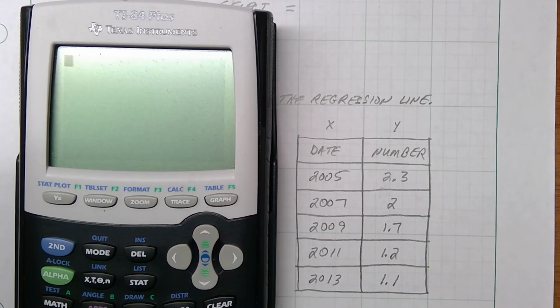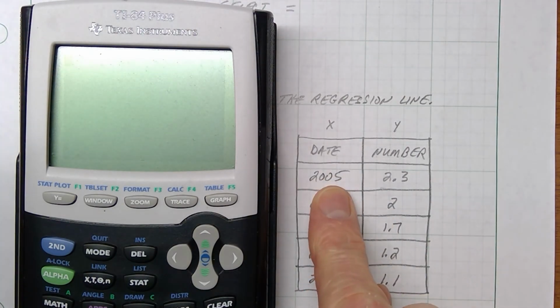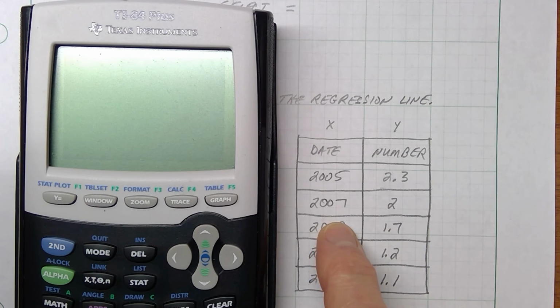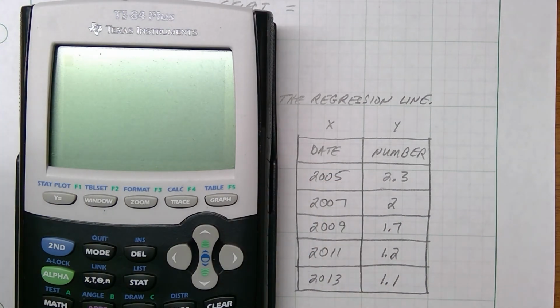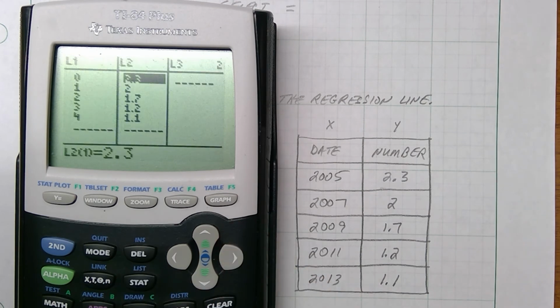All right, hopefully you paused the video and worked this one out. Again, I'm not going to use the years. I'm going to call this year 0, and then the rest of them are how many years it has been since 2005. So this will be a 2, this will be a 4, this will be a 6, and this will be an 8. 2013 is 8 years after 2005. All right, let's go ahead and enter our data. So stat, edit. Now I've already entered my data. You guys pause the video and catch up if you haven't done that already.